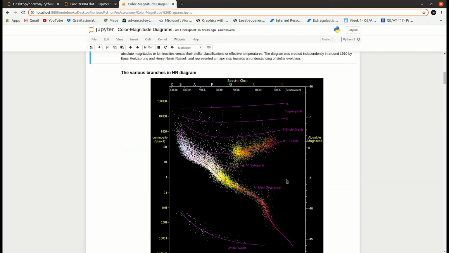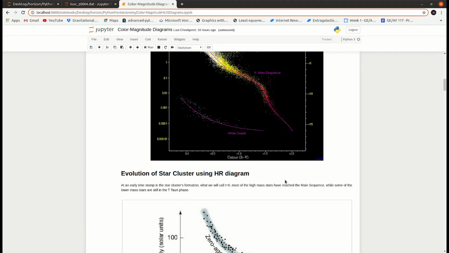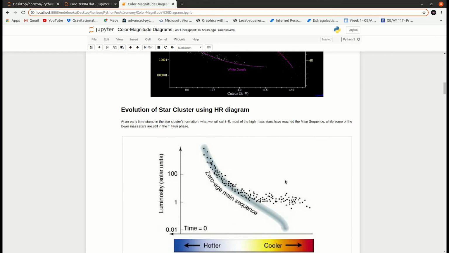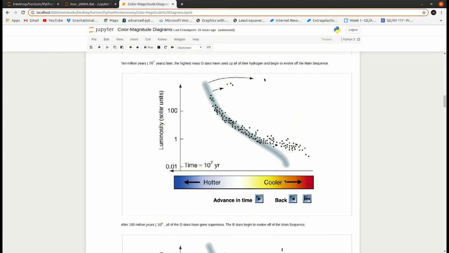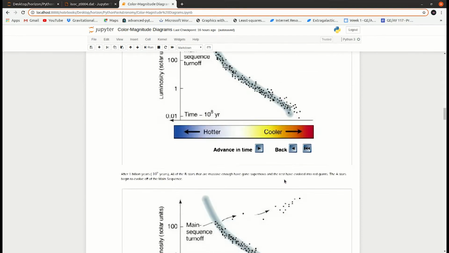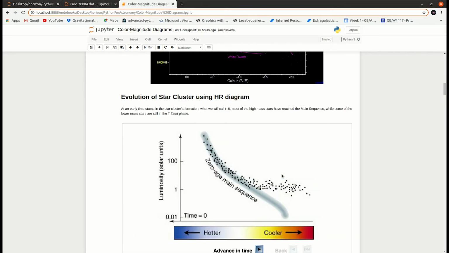And the most important thing about the HR diagram or color-magnitude diagram is that it explains stellar evolution. It explains the concept of stellar evolution, or stellar nucleosynthesis, to us. Let's see how it does that. This is actually a time step which I took. I'll give you the link to this because it has a really cool animation which you can go through.